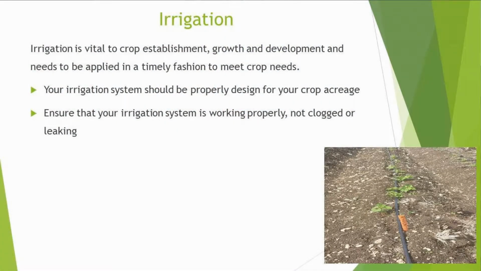Ensure that the system is working properly, not clogged or leaking. This is very important, especially if you're using drip irrigation and you're fertigating. You want to ensure that when you apply your irrigation, the plants are actually getting the nutrients from that system. So you want to ensure that nothing is clogged. And sometimes, because of the fertigation system, depending on the chemicals you use, you might get clogged lines. Probably even the quality, the pH of the water, could also cause precipitation of certain elements in that solution. So you have to check your irrigation system and make sure that it's actually working properly.